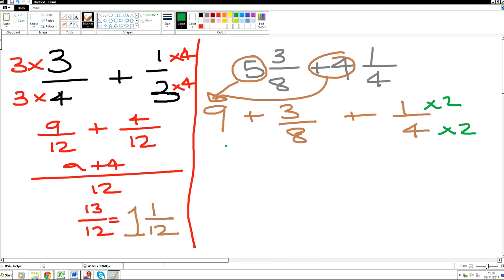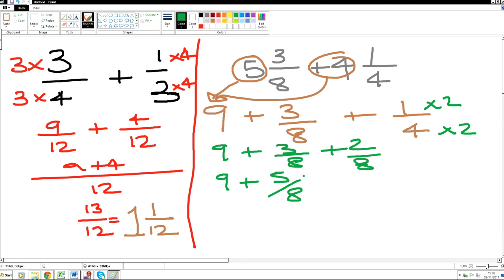So we're saving a step. So that's 9, add 3 eighths, add 2 eighths. Okay, what's 3 eighths and 2 eighths? 5 eighths. So 9 add 5 eighths becomes simply 9 and 5 eighths. Finish. That's those two classwork questions done.